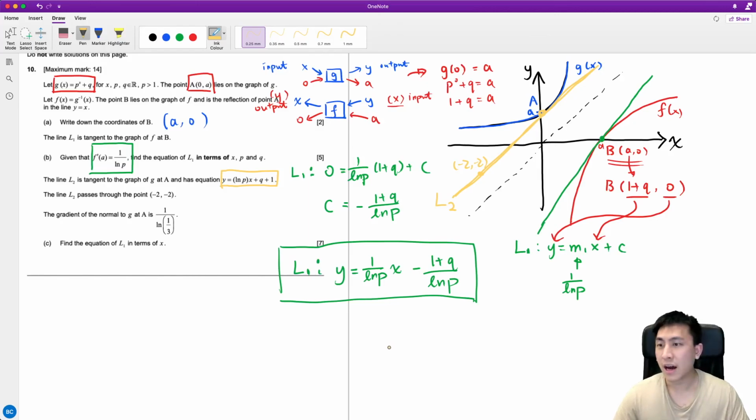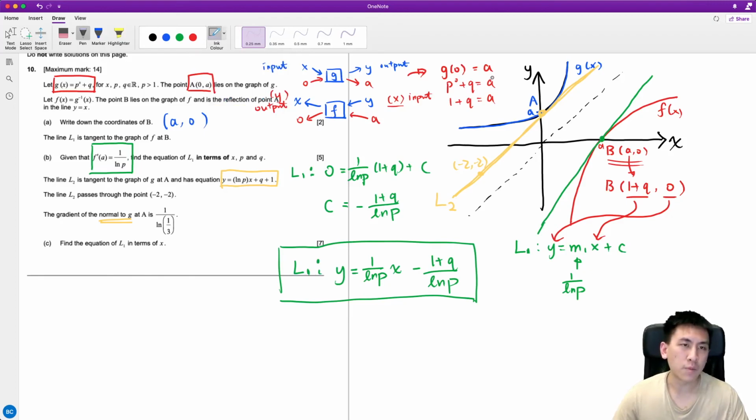Then they also tell you that the gradient of the normal to g at A is given. That means, of course, we've got to sketch the normal. I'm really running out of color here, so I'm going to use a purple.